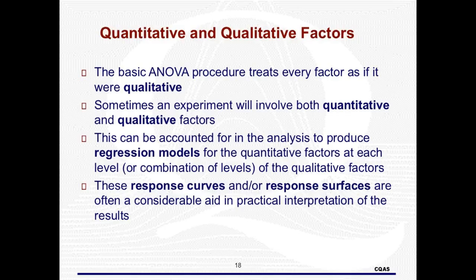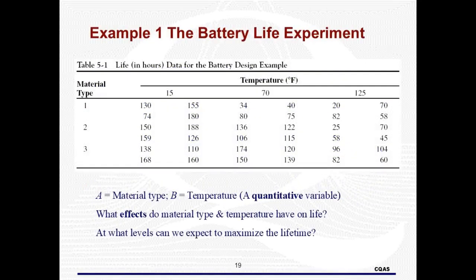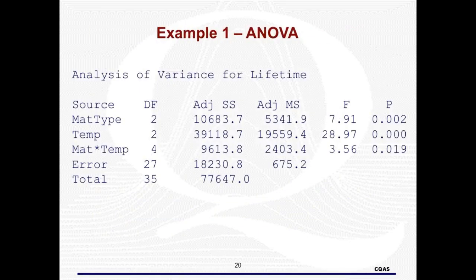When the factors are qualitative, we can use regression models and response surfaces to our advantage. Here is an example of a two-factor case. We need to find out which effects are active. Based on the above with alpha equals 0.05, it seems that all effects are active.